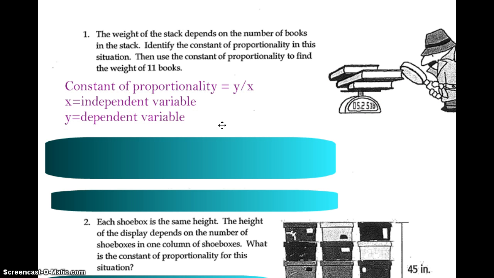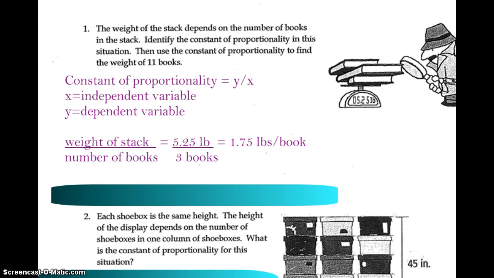The constant of proportionality is always going to be y divided by x. X is always going to be the independent variable, and y is always going to be the dependent variable. That's something that you'll want to memorize. The weight of the stack over the number of books is 5.25 pounds for every 3 books. That equals 1.75 pounds per book.